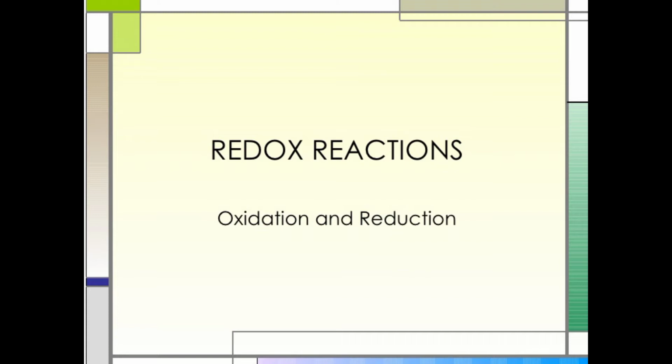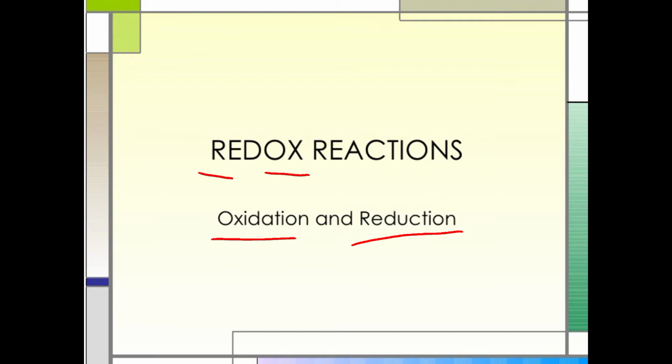What do you mean by redox reaction? Redox is a combination of two words, red and ox. What are these? That is oxidation and reduction. Redox reactions are the combination of oxidation and reduction reactions. So what all things do we have to know to learn this chapter? We should know what oxidation and reduction are.